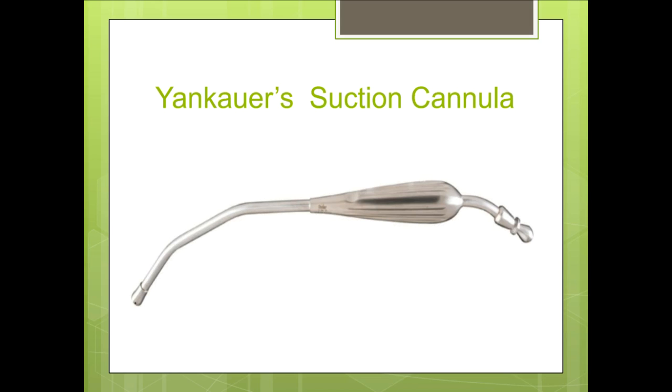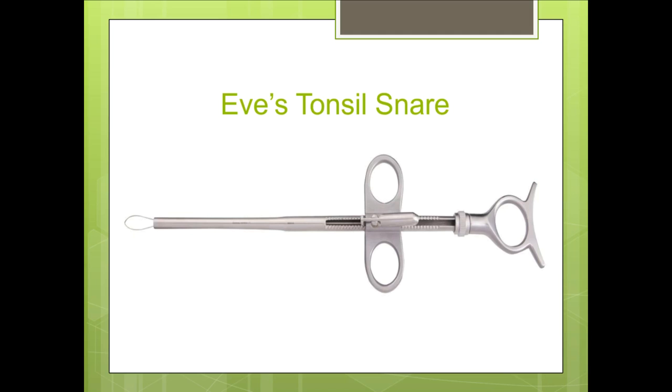This is the suction cannula, the Yankauer suction cannula. This is also used during the surgery to suck the hemorrhage and secretions from the tonsillar fossa. We will use this wide bore suction cannula. The name of the suction cannula is Yankauer suction cannula.